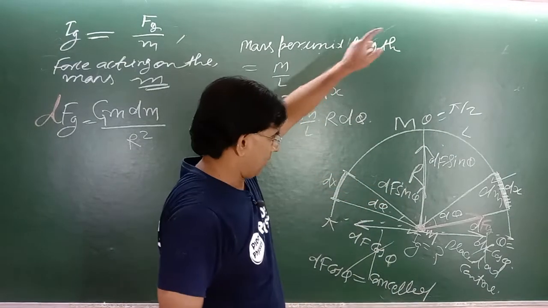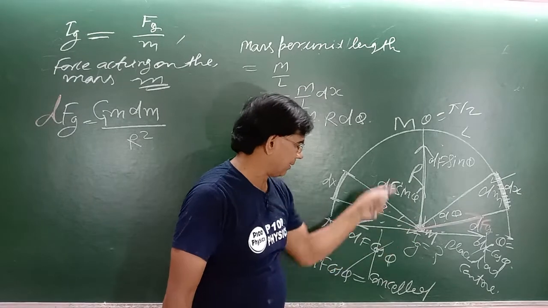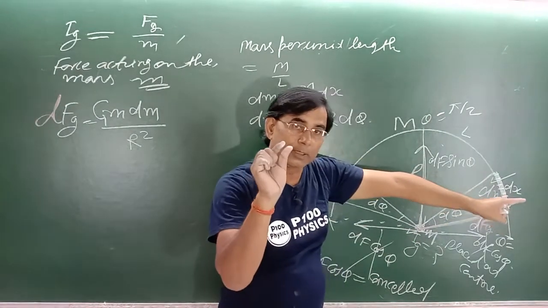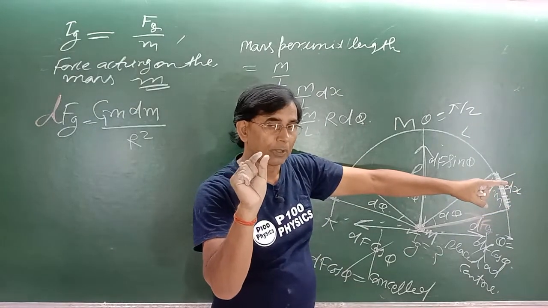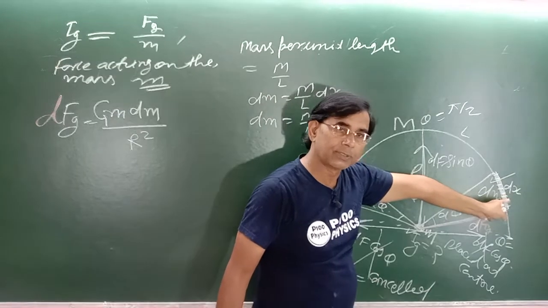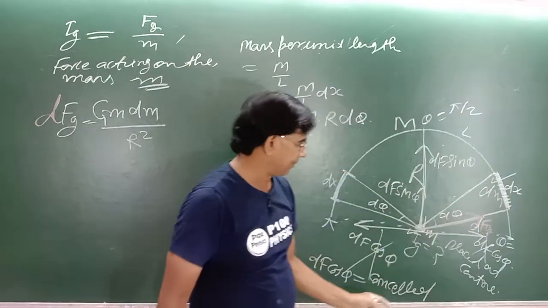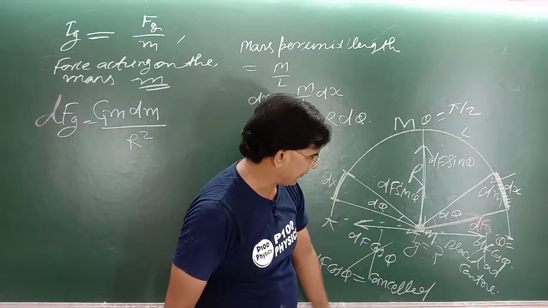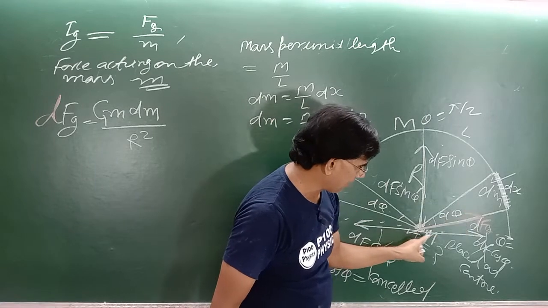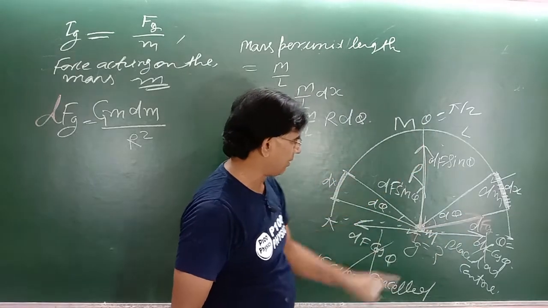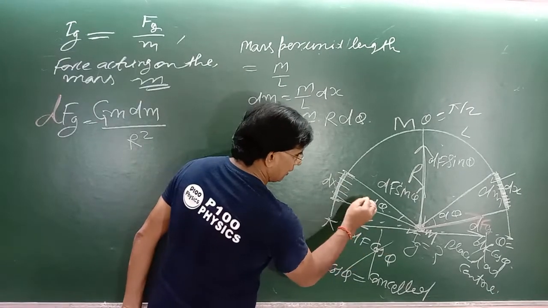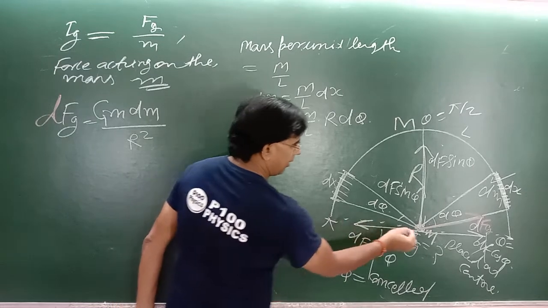Mind here, understand this again. This is the mass dm, a small element of the wire. Consider a small element of the wire. This is the dx, mass is dm, and this angle is d theta. Let us consider the force acting is df. Then df cos theta will be here and df sin theta will be here. In the same way for this other element, df cos theta will be here and df sin theta will be here.